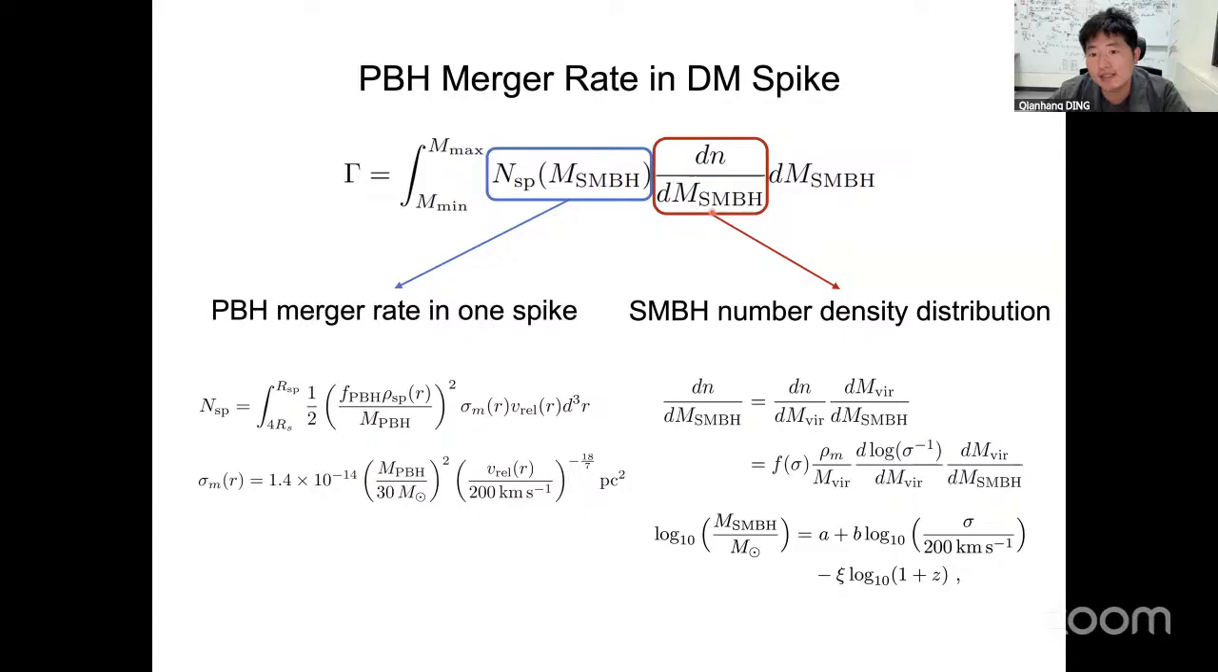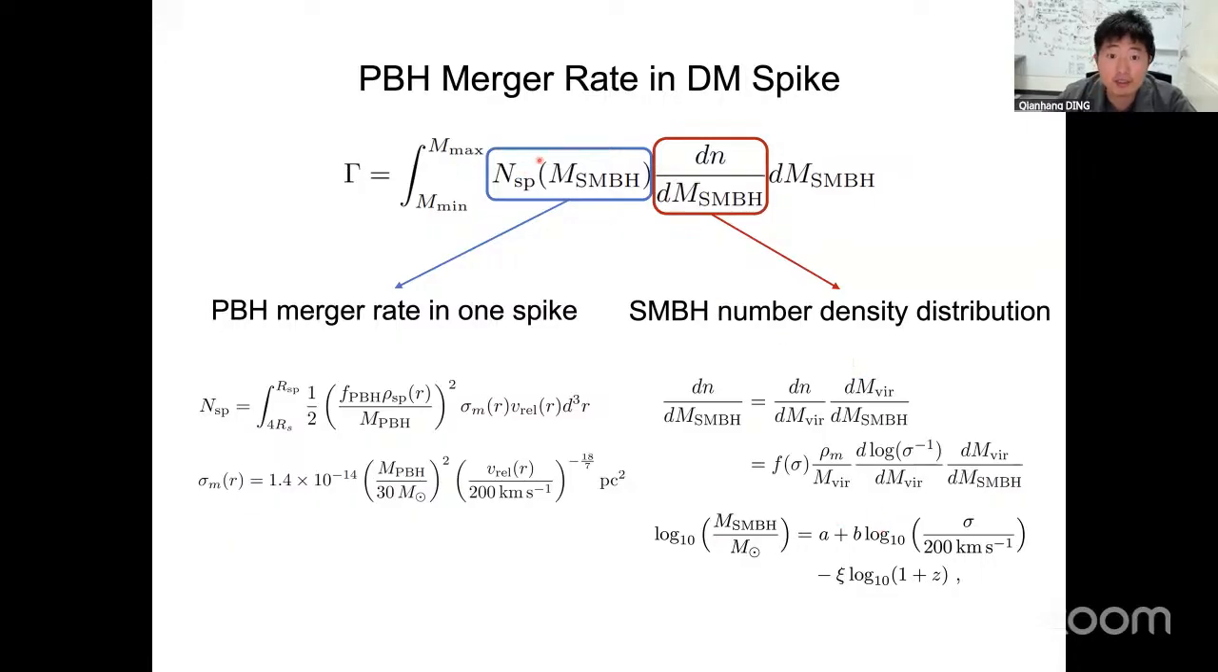So we need to estimate the supermassive black hole number density distribution. The supermassive black hole number density distribution corresponds to the dark matter halo mass distribution, and we multiply the dark matter halo number distribution by a relation between the dark matter halo and its corresponding supermassive black hole. Then we can obtain such a supermassive black hole mass function, and this dark matter halo and supermassive black hole relation can be calculated using the supermassive black hole and velocity dispersion relation.